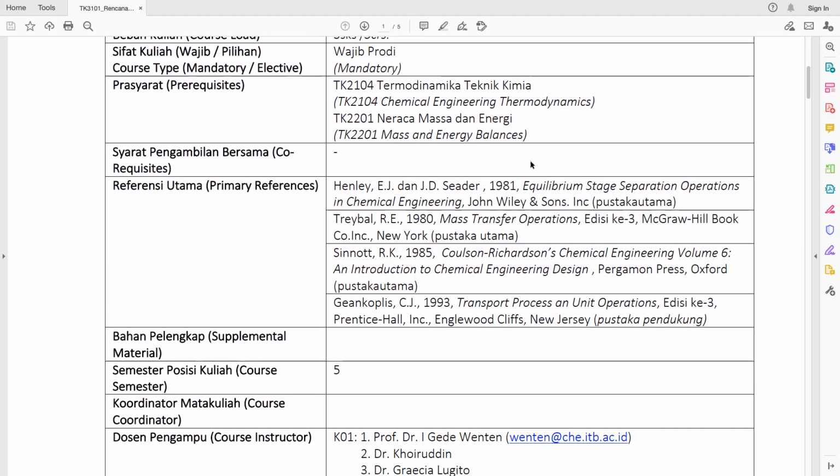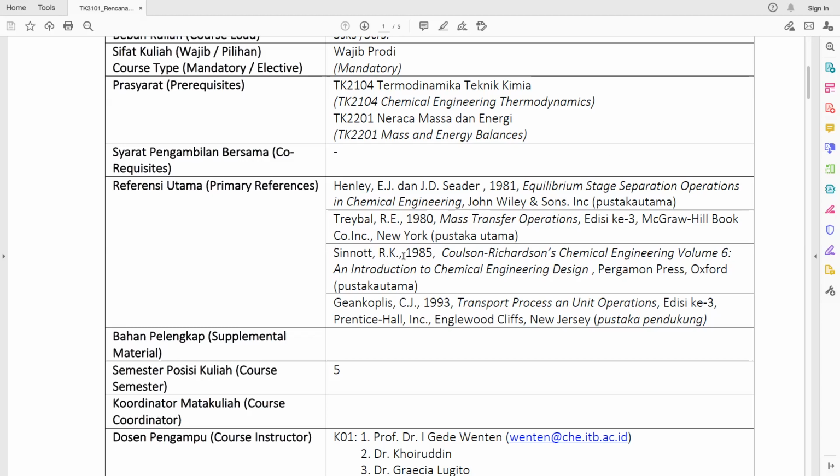A few years back, when there was ABET accreditation from the USA, one of the reviewers, Professor George, I forgot the name, from Georgia Institute of Technology in the USA, came to ITB, to chemical engineering, and saw the curriculum. He said that our chemical engineering is very classical chemical engineering. So we use quite old books.